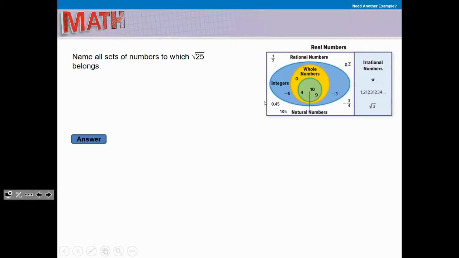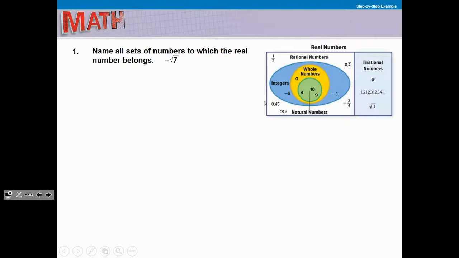Another example: name all sets of numbers to which square root of 25 belongs. Can I simplify it? Yes, I can. It equals 5, and that's a very similar situation as last time. So that goes in that central area of natural numbers. So it's all 4 of those.